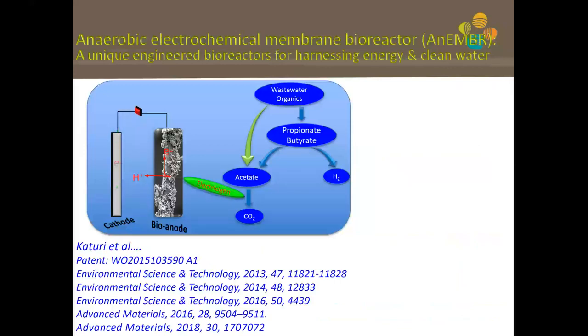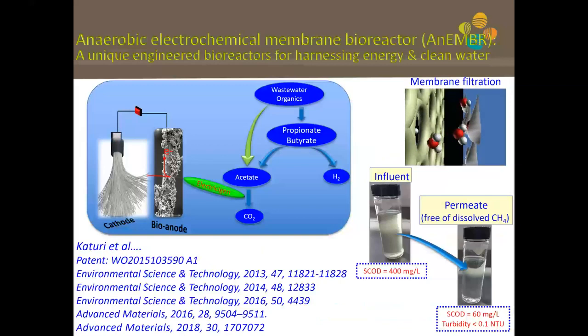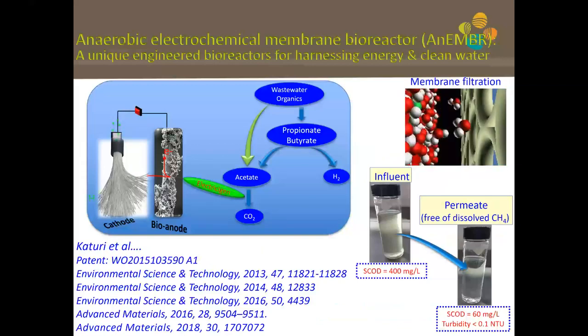So what we did, if you look at the process point of view, we feed MEC with wastewater. Then these wastewater organics are fermented to propionate, butyrate, acetate, and hydrogen gas by a fermentative bacterium. Then this acetate is consumed by this electroactive bacteria at the anode to generate electrons and protons, and then they are reduced to hydrogen gas at the cathode. This is how MEC works, right? So what we did is we replaced the traditional benchmark cathode with a porous hollow fiber cathode architecture.